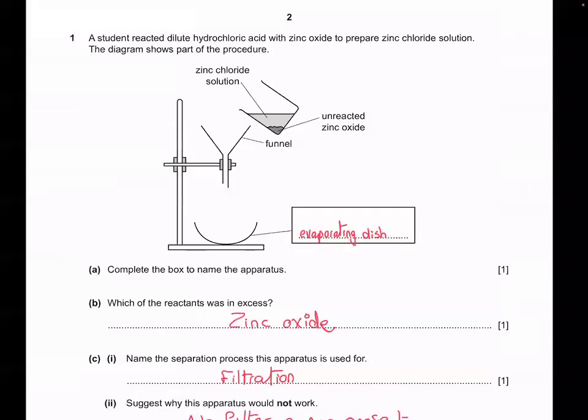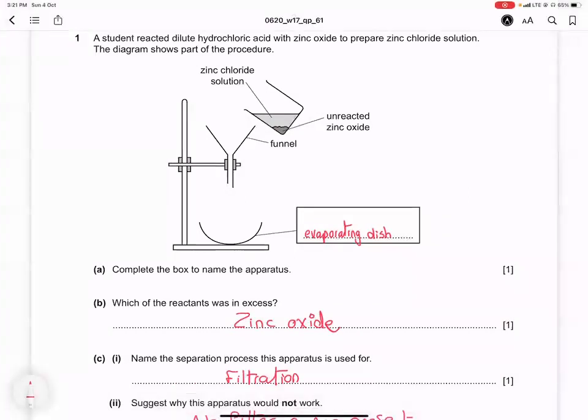November 2017, paper 6, variant 1. Question 1. A student reacted dilute hydrochloric acid with zinc oxide to prepare zinc chloride solution. The diagram shows part of the procedure.